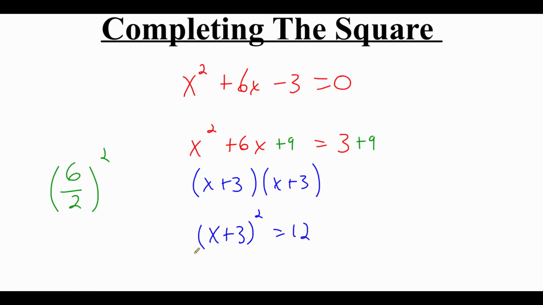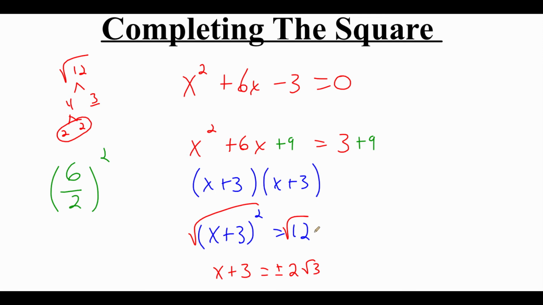Now I'm going to square root both sides in order to get rid of that squared on my parentheses. So we've got x plus 3 equals plus or minus the square root of 12. Now I'm going to break down that square root of 12 using a factor tree. So the square root of 12 can be split into 4 and 3. But 4 can be split into 2 and 2. So we've got a pair of 2's and an unpaired 3. So this is 2 root 3.